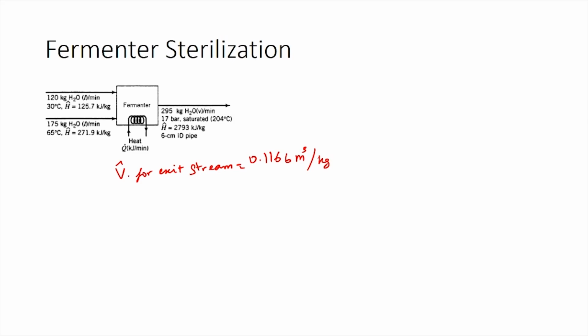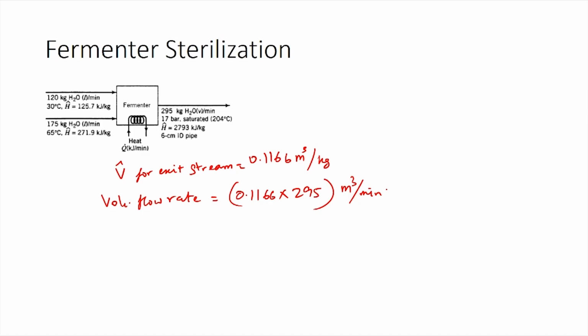Now, we need to multiply this specific volume with the mass to get the volumetric flow rate. So, the volumetric flow rate would be equal to 0.1166 times 295. This would give us volumetric flow rate in terms of meter cubes per minute.